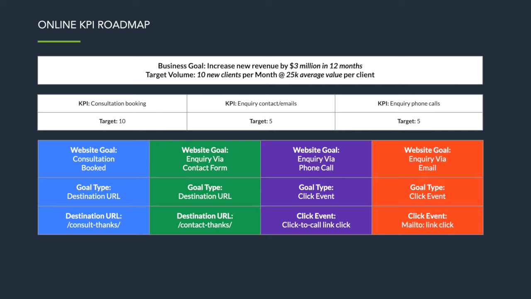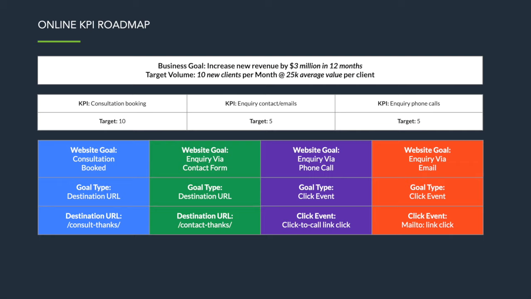Number 2, for my inquiries that come through a contact form, when they complete the contact form, I'm redirecting them to a dedicated contact page thank you URL on my website. As with the consultation booking, I can set up a destination goal to attribute each contact form completion as a conversion towards my contact inquiry target of 5 per month.